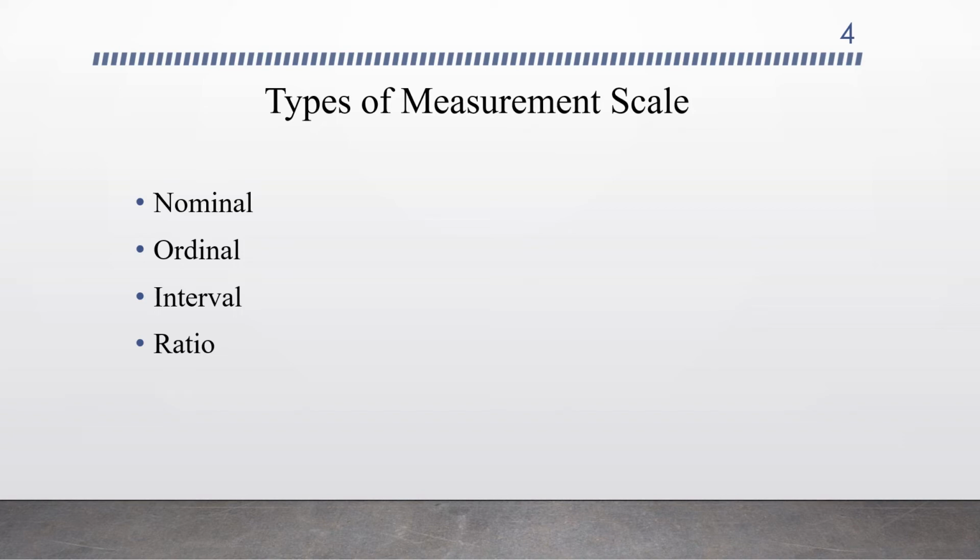So nominal scale is one which has an identity of its own, but it doesn't have the other properties of magnitude, equal intervals, and minimum 0. The second scale is ordinal scale. Ordinal scale satisfies the properties of identity as well as the property of magnitude.